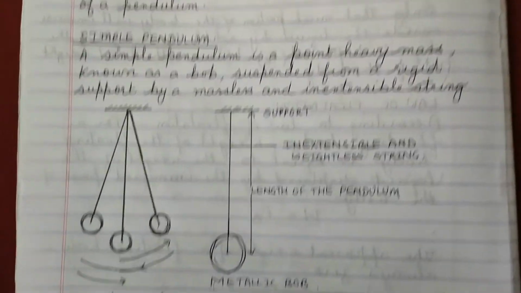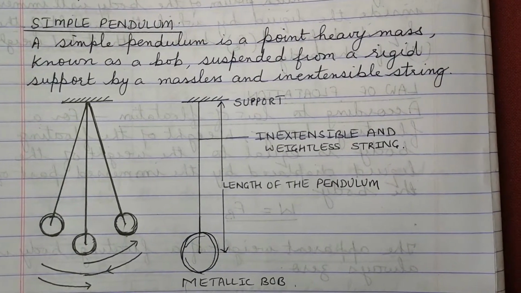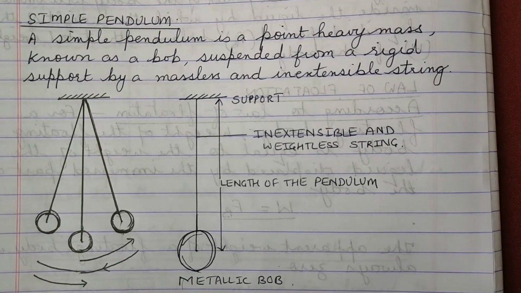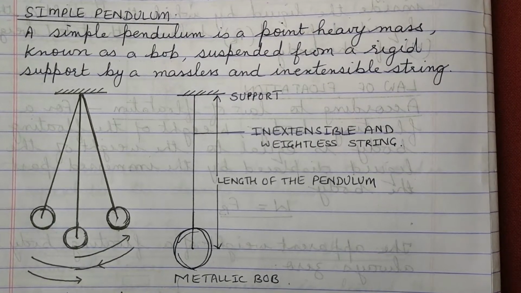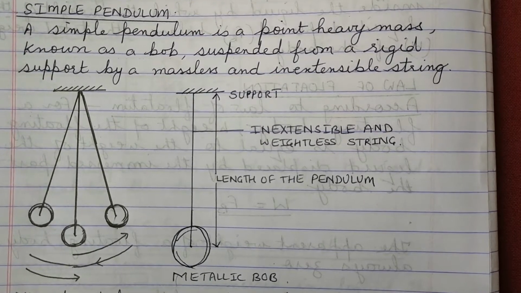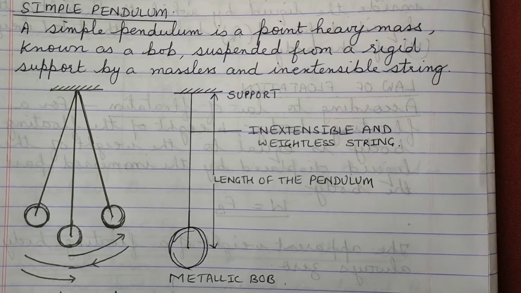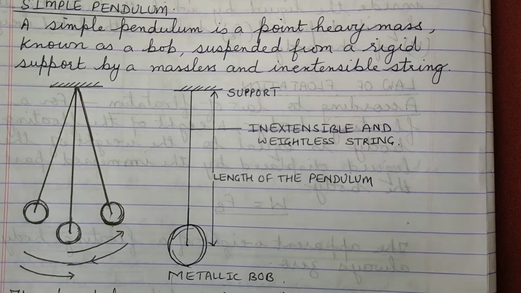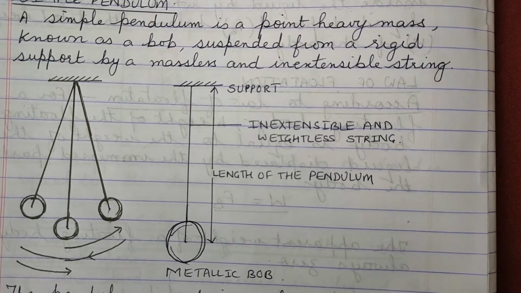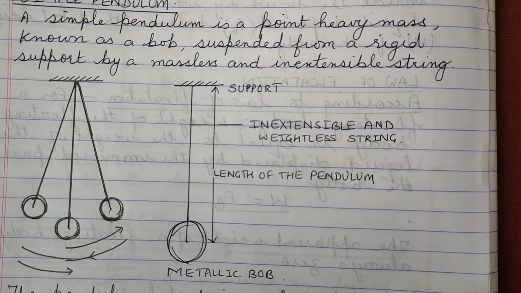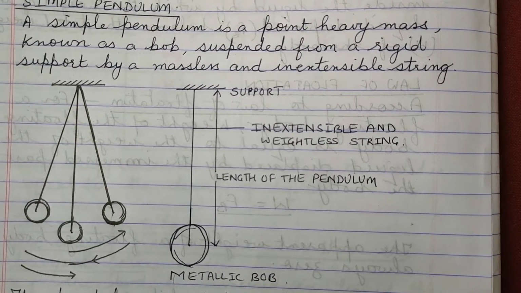To define it, we'll be giving a proper definition. A simple pendulum is a point-heavy mass known as a bob suspended with a rigid support by a weightless and inextensible string. In your book, it is given massless, but prefer writing the answer as weightless and inextensible string. Both are correct, right? But the preference is given always for weightless and inextensible string.